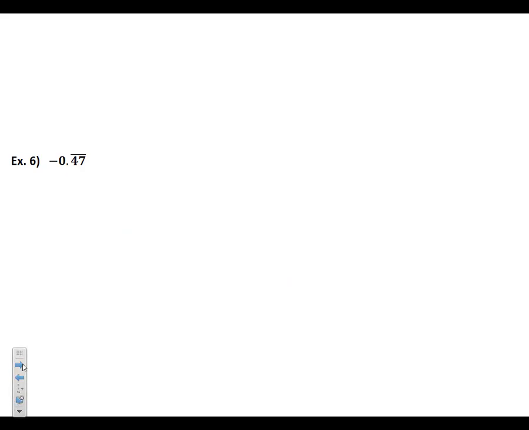Negative 0.47 repeating. It has the bar over there, so it is a decimal that does repeat. So this is simply rational.